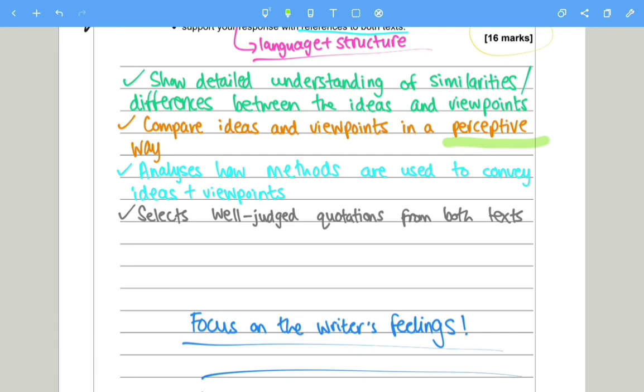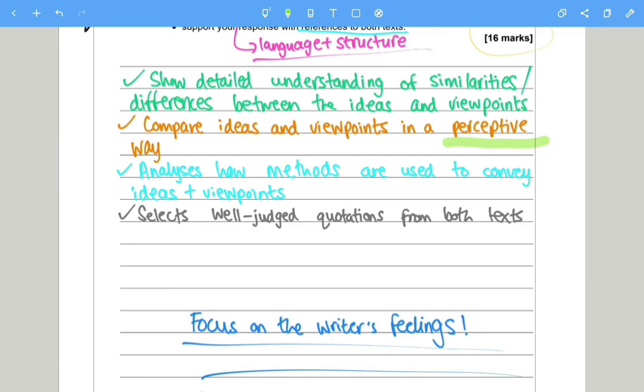So we've mentioned this. This is through language and structure. And finally, select well-judged quotations from both texts. So you know that you are against time, so you have to be meticulous with your quotation selection. So do not just pick out any random quotes. Be very meticulous with the quotations that you select, because you want to be able to talk a lot about a little.